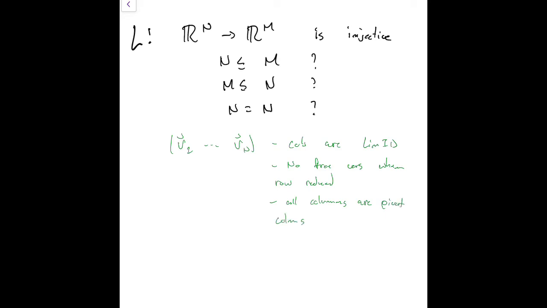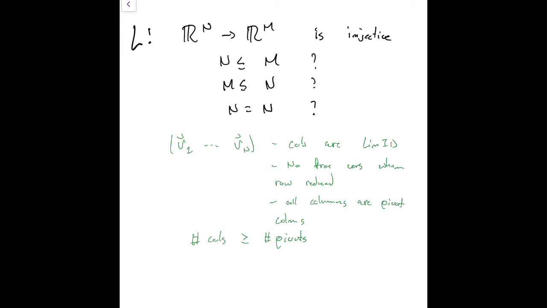Okay, so we know that the number of columns is always going to be greater than or equal to the number of pivots. When the matrix is in row echelon form, the number of columns is always greater than or equal to the number of pivots. Why is that? Because there's going to be at most one pivot per column. So the number of pivots is always less than or equal to the number of columns.